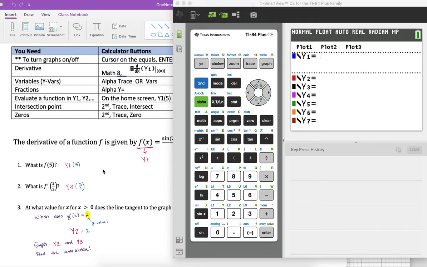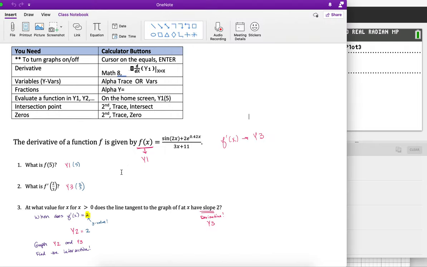Calculator video. So I've got the calculator app up here and I've got a couple questions. I did make a new page for you guys to see, and I'll show you where that is in just a moment. But we're going to look at this function first, and this function is sine of 2x plus 2e to the 0.42x all over 3x plus 11. So grab your calculator, pause as you need, and we're going to do this together.